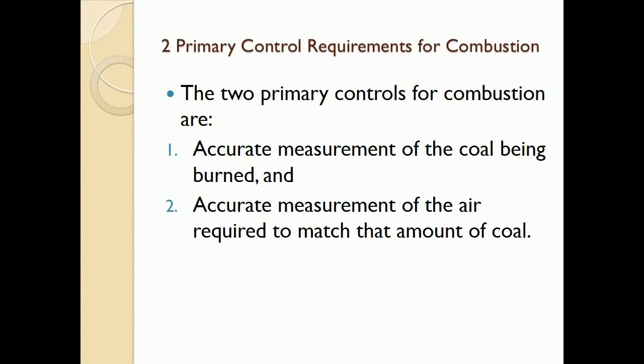There are two primary control requirements for combustion. The two primary controls for combustion are: 1. Accurate measurement of the coal being burned, and 2. Accurate measurement of the air required to match that amount of coal. This gives the operator a precise fuel-to-air ratio prior to the O2 measurement at the economizer outlet.